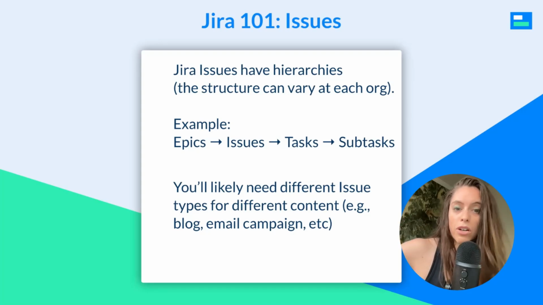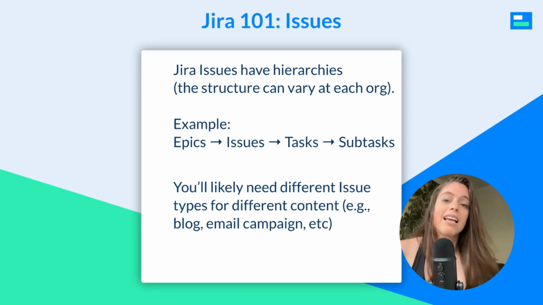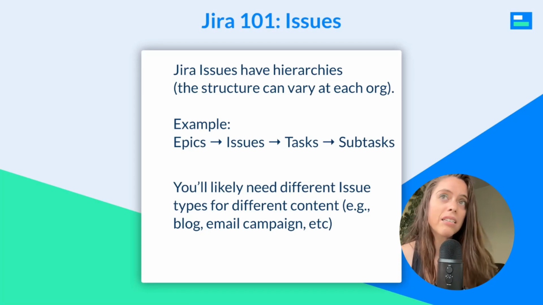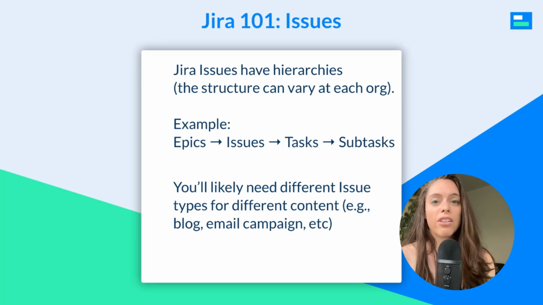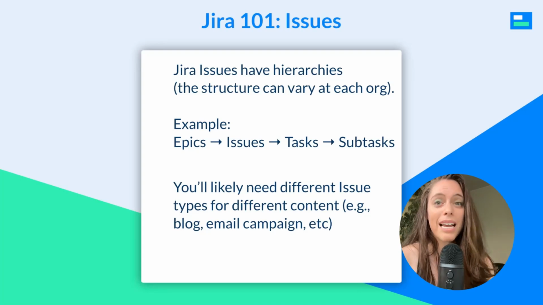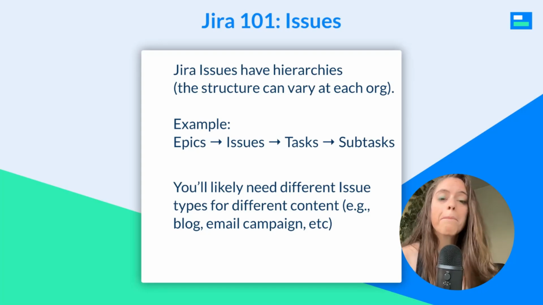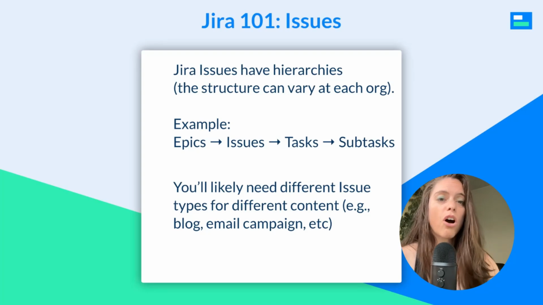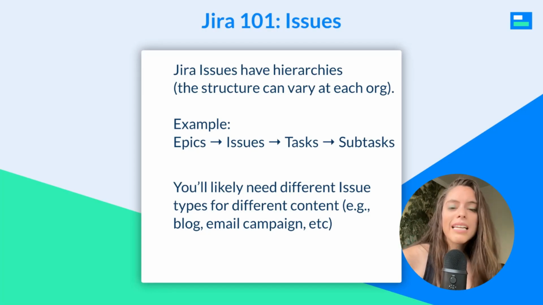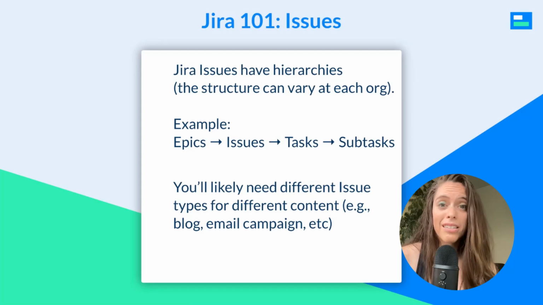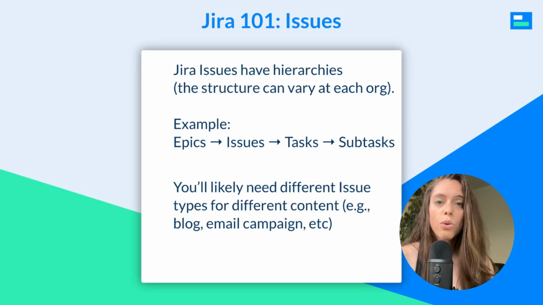Issues oftentimes are underneath epics, and then it goes into tasks and subtasks. But also, every company I've ever worked at structures their hierarchy in Jira differently. There's a lot of customization that can be had in Jira, so it's not necessarily going to be the same at every company. Just know that Jira issues are what needs to get done, and there's a hierarchy to them. You'll also likely need different issue types for different content, bringing it back to marketing. So you can have an issue type that is for a blog post.